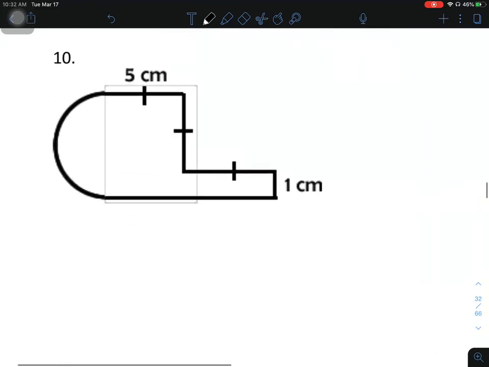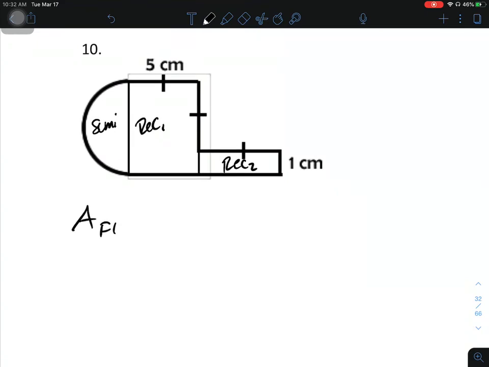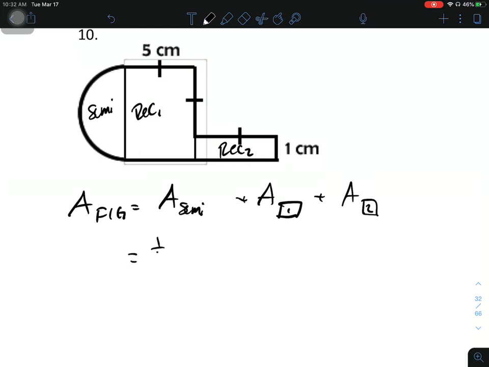Cool. Number 10, I'm going to break apart into 3 different figures. We got this semicircle, we've got rectangle 1, and we got rectangle 2. So the area of this figure is going to be the area of the semicircle plus the area of rectangle 1 plus the area of rectangle 2. The semicircle is half pi r squared. This rectangle is base 1 times height 1. And the area of rectangle 2 is the second base times the second height.